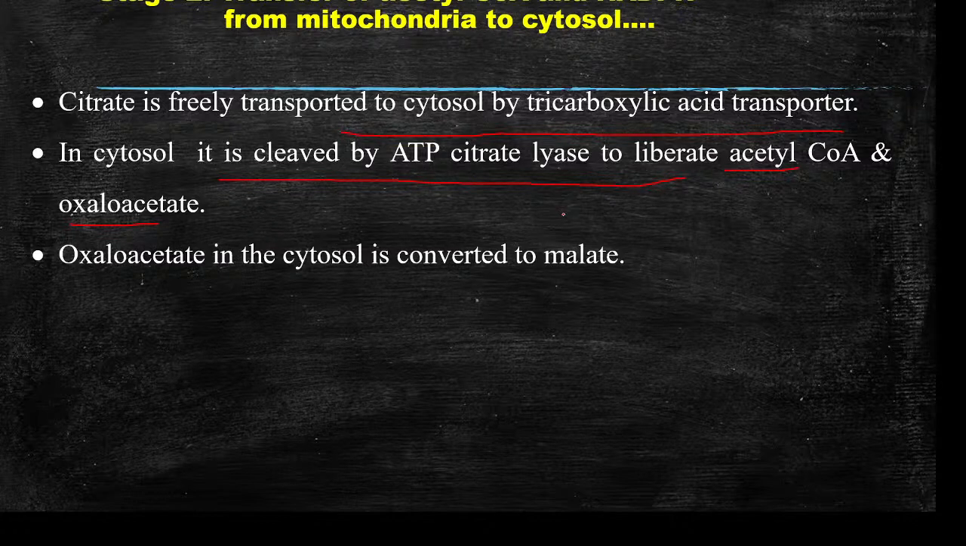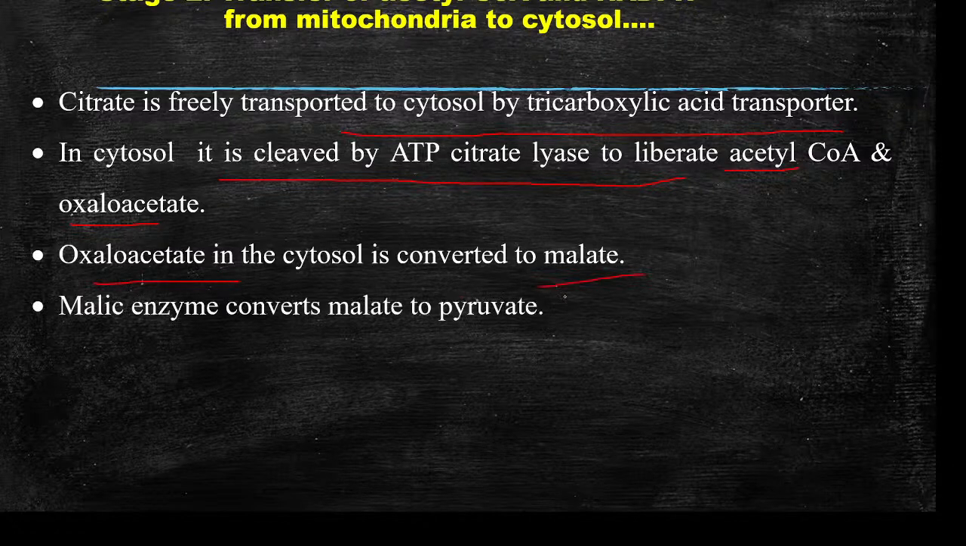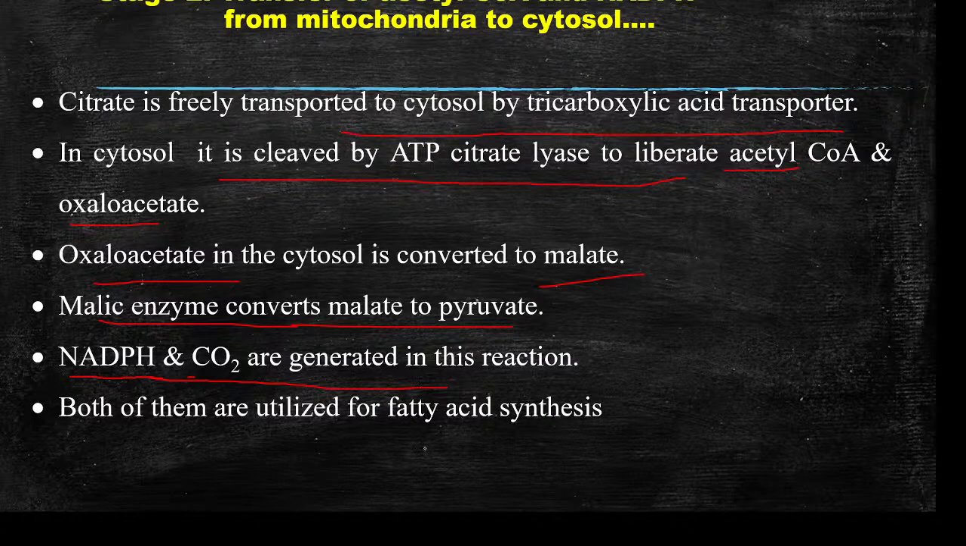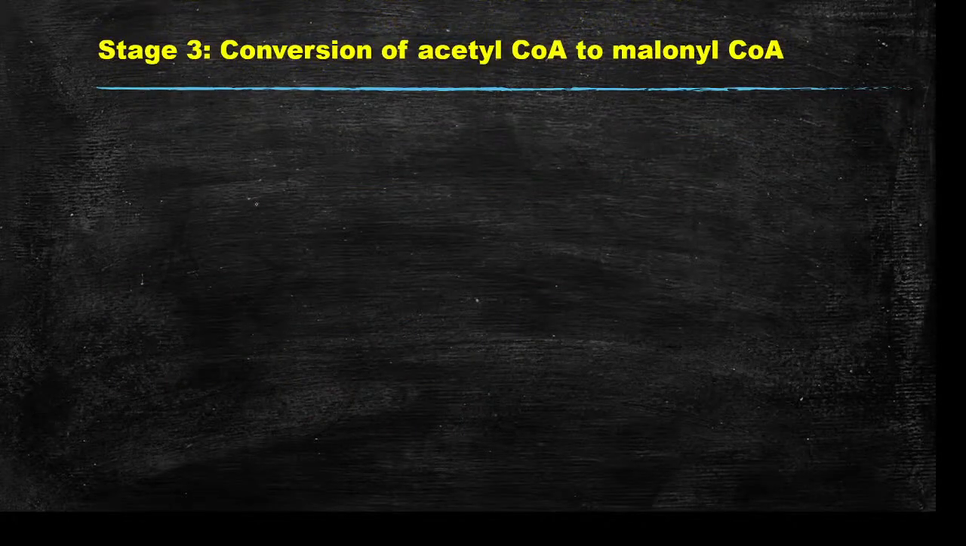Acetyl-CoA enters the next stage of fatty acid synthesis, and oxaloacetate in the cytoplasm is converted to malate, and malic enzyme converts malate to pyruvate. During this conversion, one molecule of NADPH is formed, which is utilized in fatty acid synthesis. During the malic enzyme reaction, NADPH and carbon dioxide are generated, which are utilized in fatty acid synthesis. So this is about stage 2.